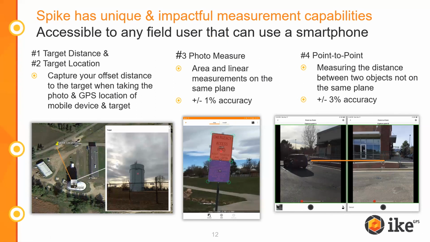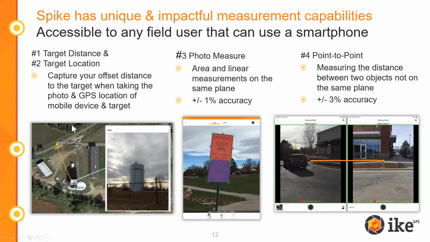Well, if you've ever tried to do that in the field without a tape measure or something similar, it's not that easy to be able to get that information quickly. And then you have to manually write it down into a form. With Spike, it's as simple as point, click, and shoot. If I'm here on the road and I see this silo and I want to know the distance to that, I just point the laser at it, take the photo, and I've captured that distance to target.